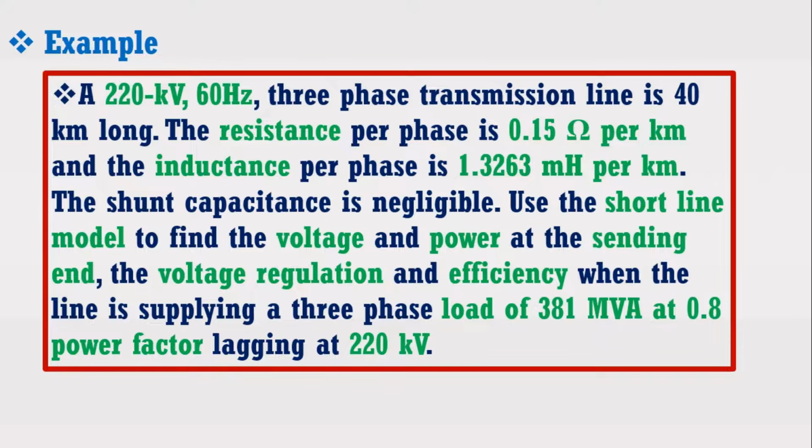Use the short line model to find the voltage and power at the sending end, the voltage regulation and efficiency when the line is supplying a 3-phase load of 381 MVA at 0.8 power factor lagging at 220 kV.